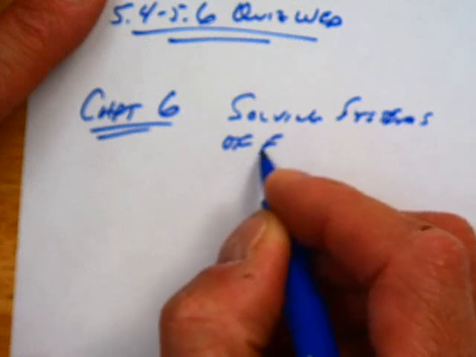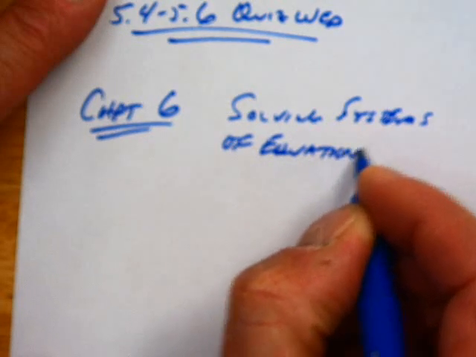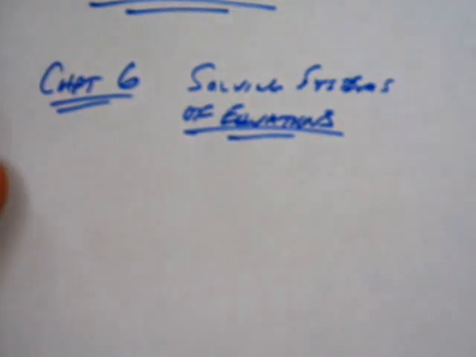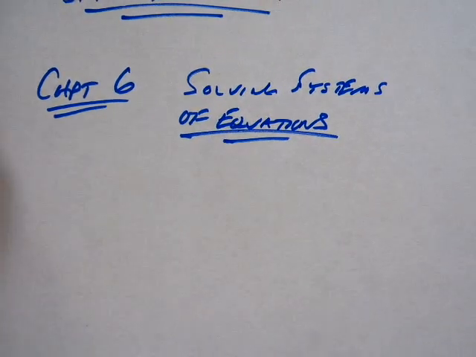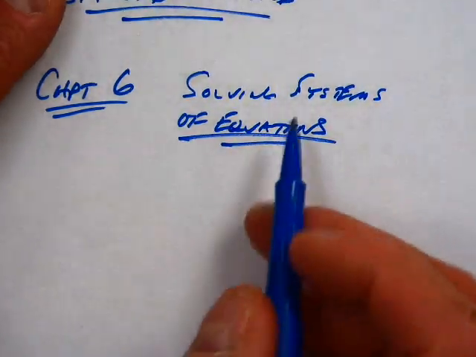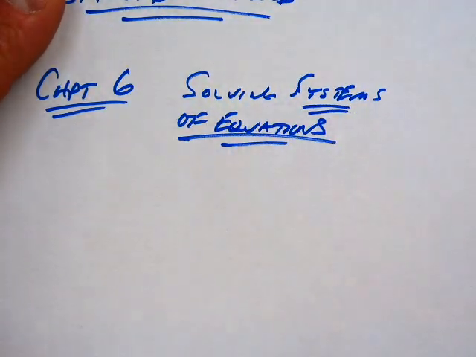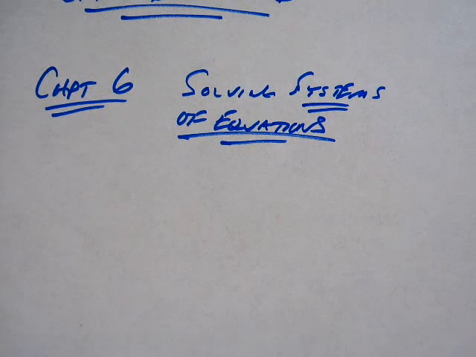Okay, so questions over either one of those. So again, 5.4 to 5.6, quiz Wednesday. Okay? So, I'm going to move on. I'm not going to select any more review problems for you. If you want to go back and look at some things, I don't think that'd be a bad idea. I'm going to move on to chapter 6, which is not a huge departure from what we've done before.